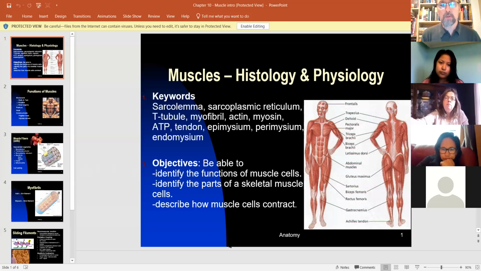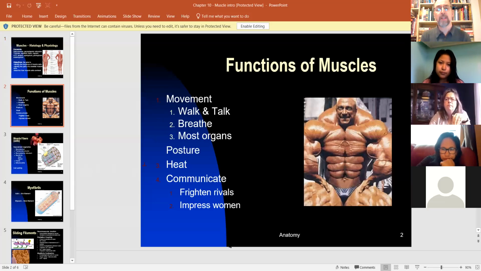Muscles, tissues, and we're talking about the muscular system, which has functions of the whole system like voluntary movement, walking, talking, moving air in and out of our lungs. Those are really important. Posture, holding us erect and in position. Communication, movement in organs, these are all functions.